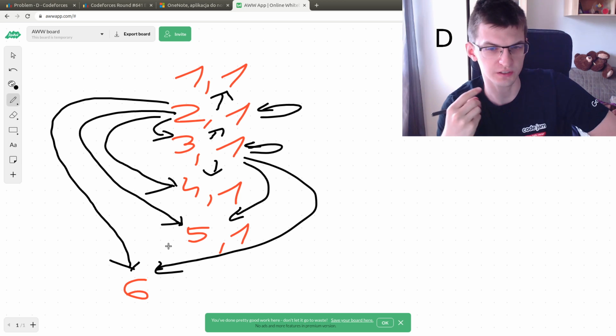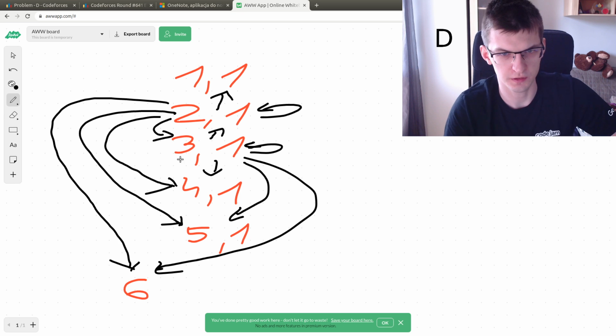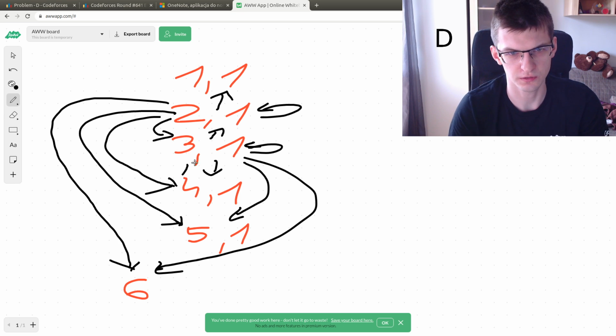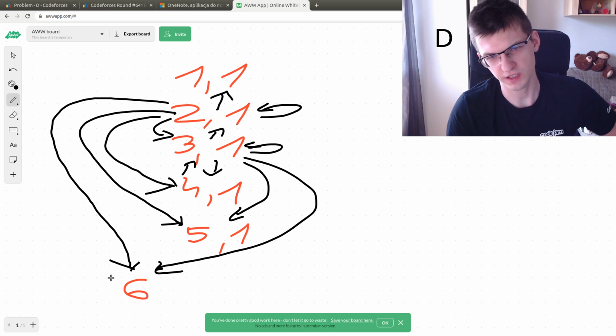And for 6, the answer is 0. This is not that way. Oh, it is that way. Just there are two directions. For 6, the answer is 0. Then for 5, if I say the answer for 5 is some kind of variable x, can I express 4,1 in terms of that? I can.